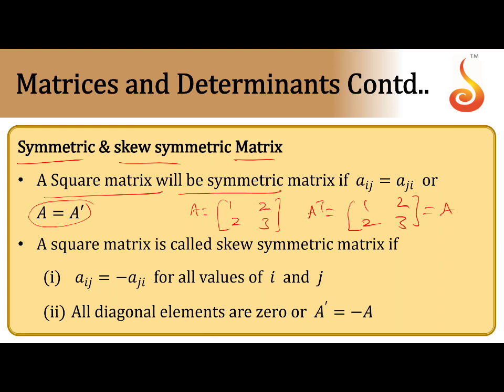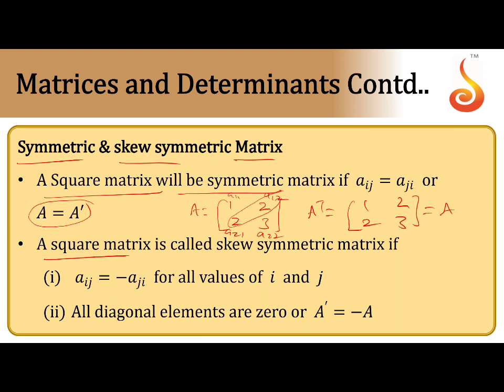So observe here Aij equals Aji. This position is A11, this is A12, A21, A22. That means A12 should be equal to A21. These two are equal, then obviously it is a symmetric matrix of second order. In the same way you can define it for third order also.